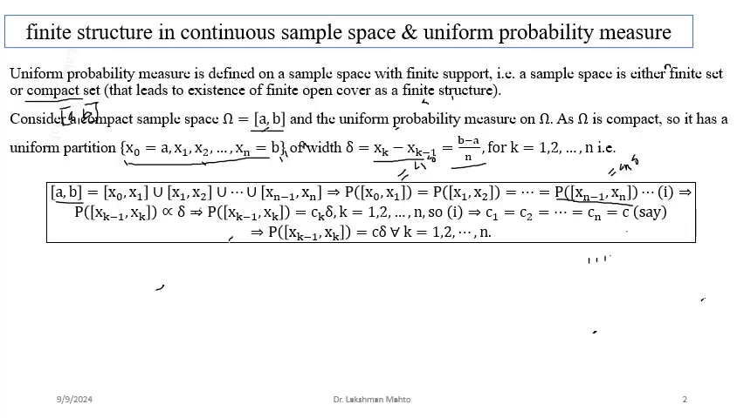It is not changing. The Ci's are not changing the value. That means we can say that at least all these n number of C's have the same value. We can call it a constant that we denote by C. That's why we have written C. We call this constant C.